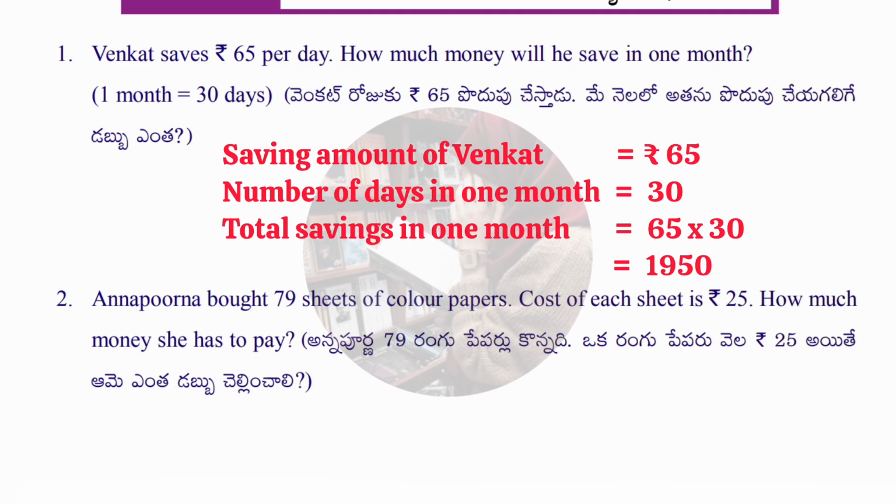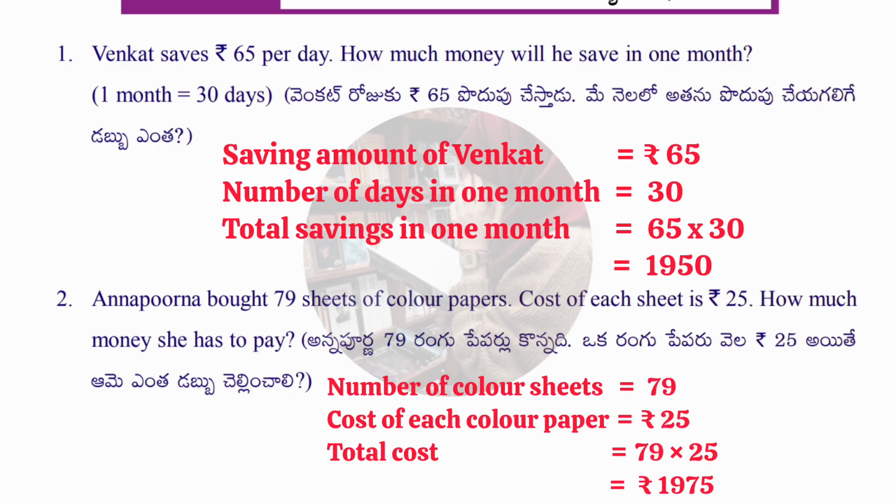Let's see the second question, which is: Annapurna bought 79 sheets of color papers. Cost of each sheet is rupees 25. How much money does she have to pay to the shopkeeper? Okay, let's see the answer. Number of color sheets Annapurna bought: 79. Cost of each color paper sheet is rupees 25. Now we have to find the total cost she has to pay, which means 79 multiplied by 25.